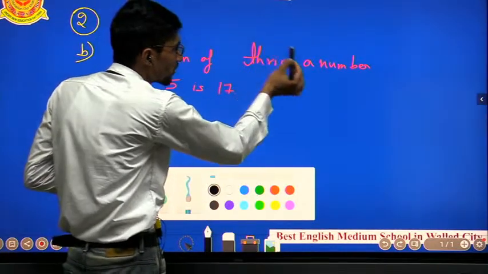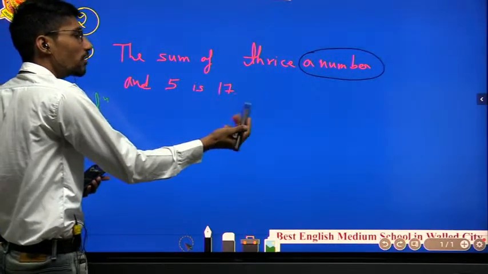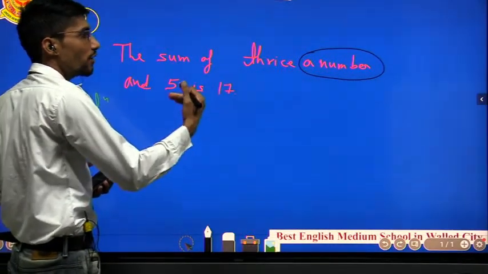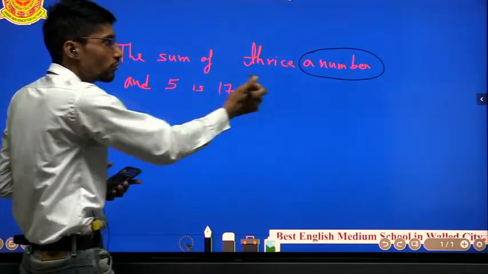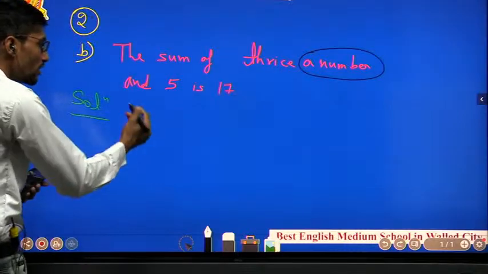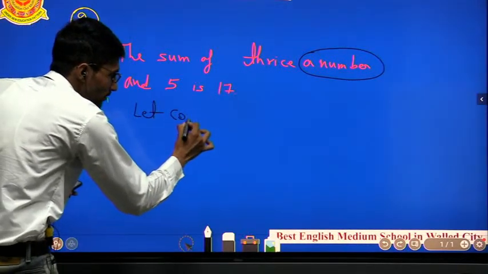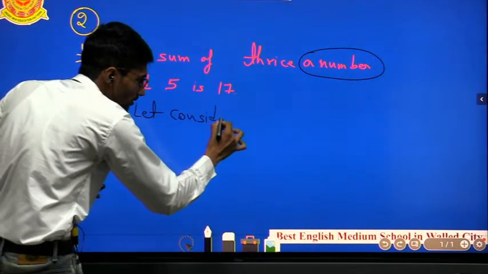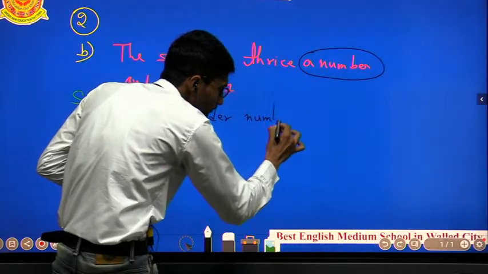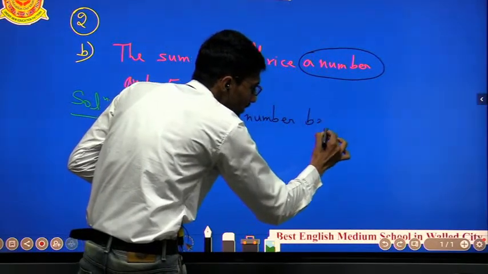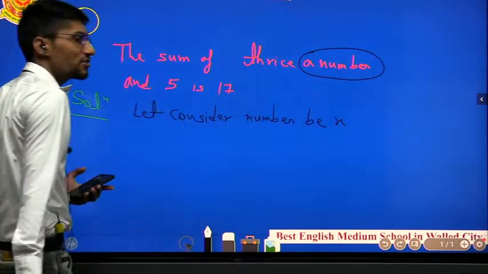So what is written there? A number. We don't know what number; thrice we have to do, and we have to add with 5. So what result comes? 17. We don't know this one number. So what we have to consider? We have to consider: let the number be x.